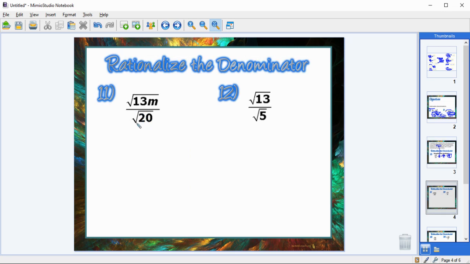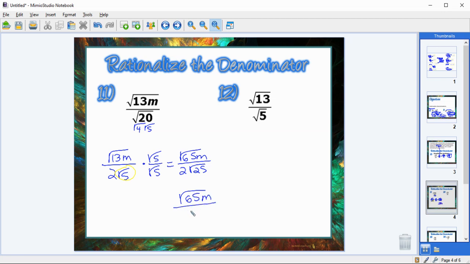My first step, I would always try to simplify first. So I see 20 and I know I can divide out a common factor, in this case, the perfect square of 4. So I'm going to rewrite this. I'm going to leave the numerator and I'm going to rewrite the bottom as 2 root 5. That makes life a lot easier. Now the part of this that I want to get rid of is the root 5. I'm okay with the 2 being down there, but not the root 5. So I'm going to multiply by root 5 over root 5. This gets me root 65m in the numerator. And the bottom, I have 2 times the square root of 25. That's really just 2 times 5. So I have root 65m over 10.